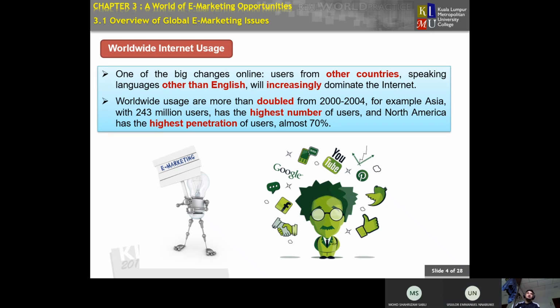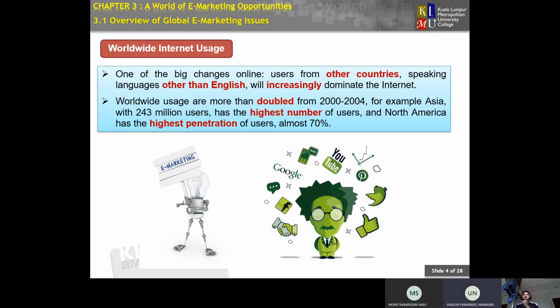So the first issue is worldwide internet usage. You have to remember that today is 2020. The majority of people in the world have access to the internet. Internet usage means a lot of people nowadays are connecting to the internet itself. Like you see in the notes, for example, from 2000 until 2004 it already doubled.